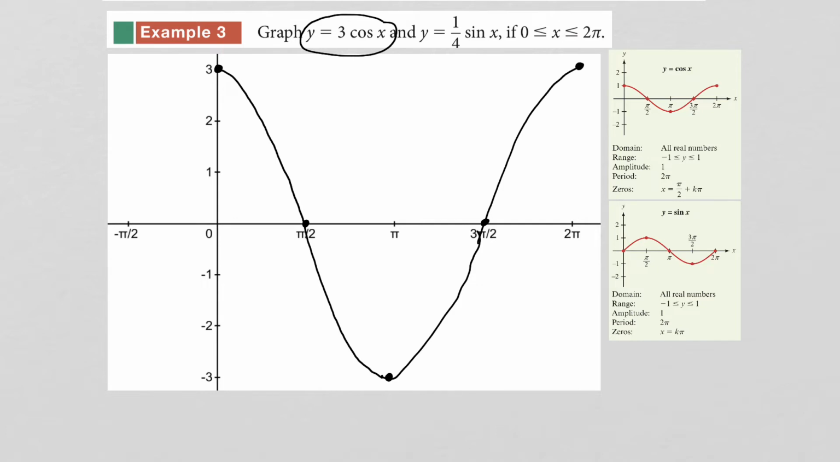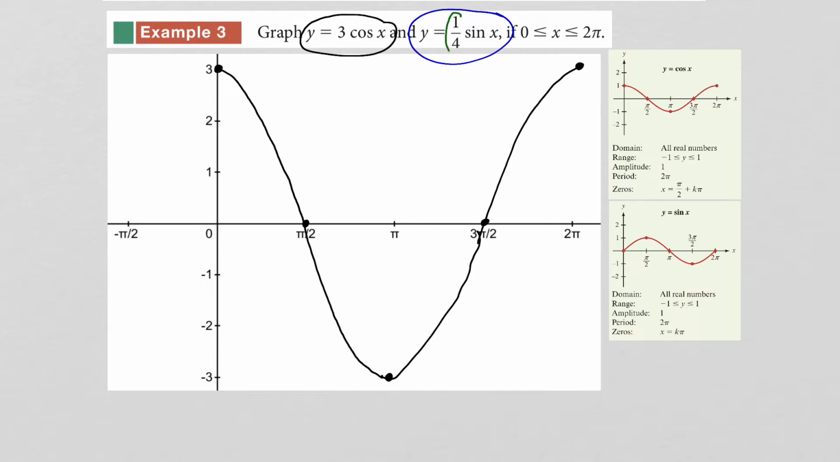Now let's talk about the graph of 1/4 times the sine of x. Well, this is going to look like the sine function, which is down here. So it will start at the origin, and then it will go to its high point, and then back to the middle, and then down to its low point, and finally back to the middle again. But look at its amplitude.